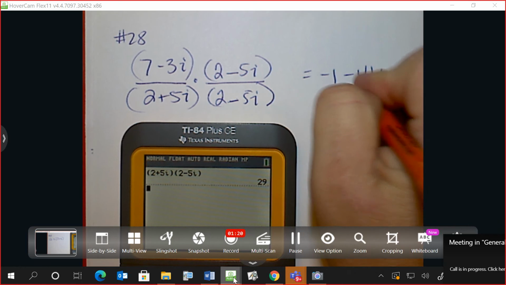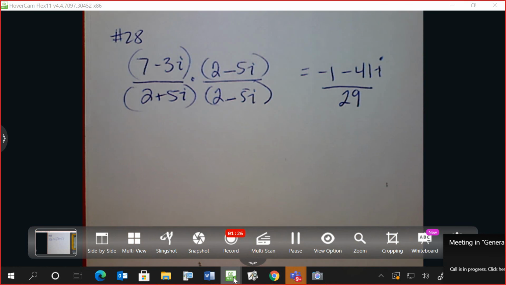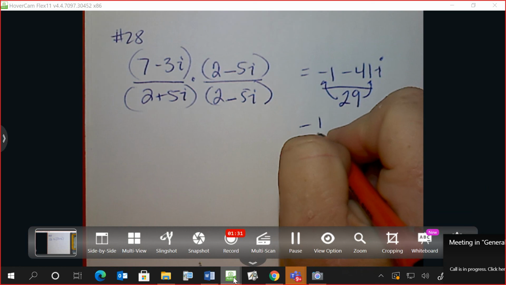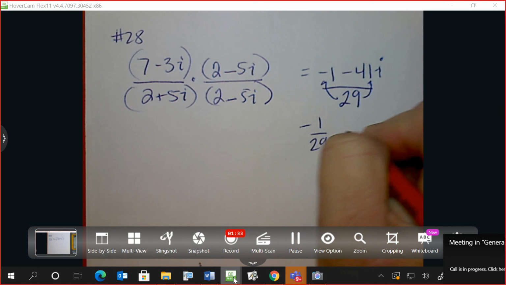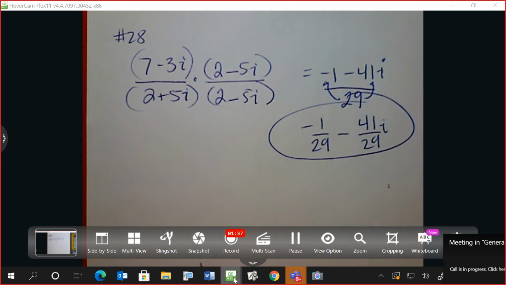Now here's where if you stop, it will be wrong, because it says in the directions you need to rewrite it in standard form. That means this number has to be shared with the bottom and the top of each. So negative 1 over 29, subtract 41 over 29 with an i. This is standard form.